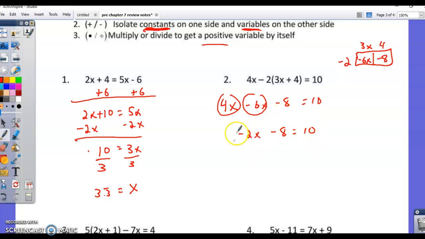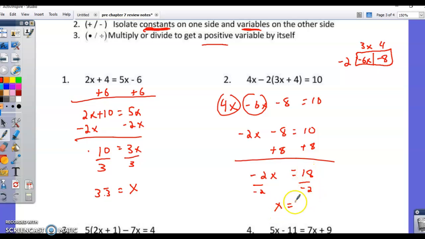And over here I have the variable term here, no variable term here. So let's get rid of this negative 8 by adding 8. And then you rewrite again. Negative 2x on the left side, those go away. 18 here, last step, divided by negative 2. 18 divided by negative 2 gives us negative 9.